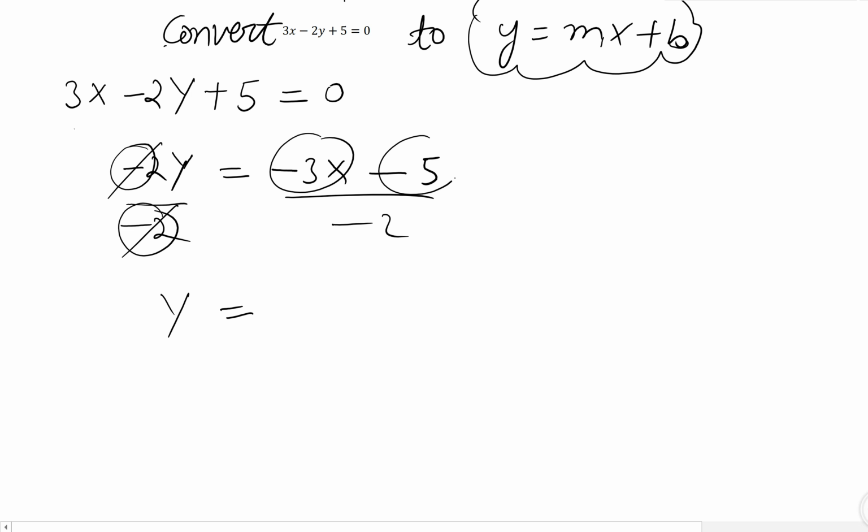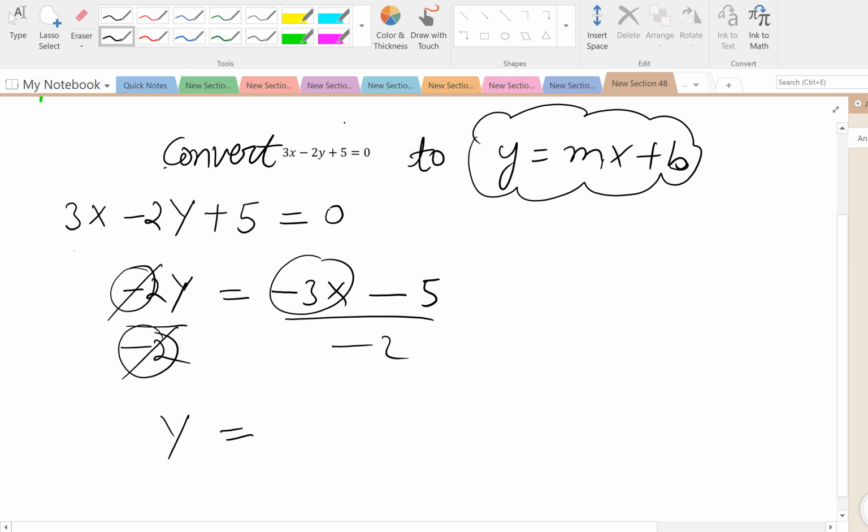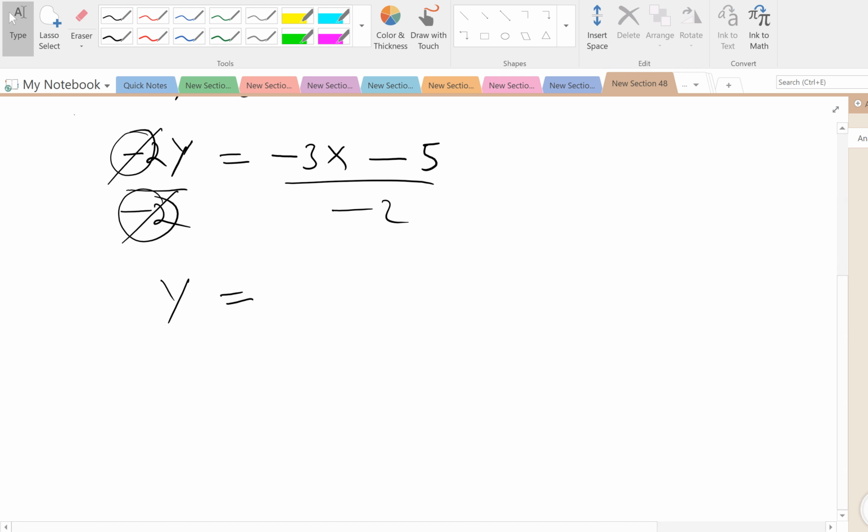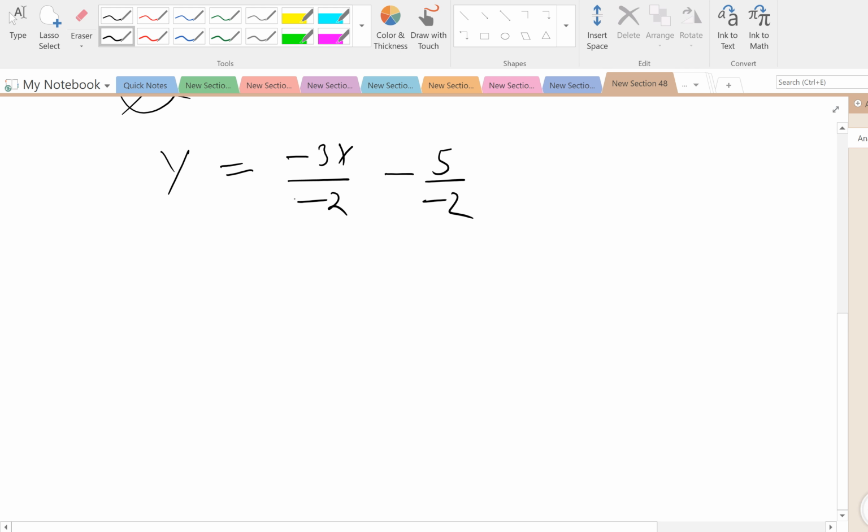Now both of these terms are divided by minus 2. So what are we going to get? We're going to get negative 3x over minus 2 minus 5 over minus 2. Now the negatives cancel out. Whenever you divide negative by negative, it turns into positive. And same for multiplication. If you multiply a negative number with a negative number, it turns into a positive number. So it's going to be positive: 3 over 2 x and positive 5 over 2.